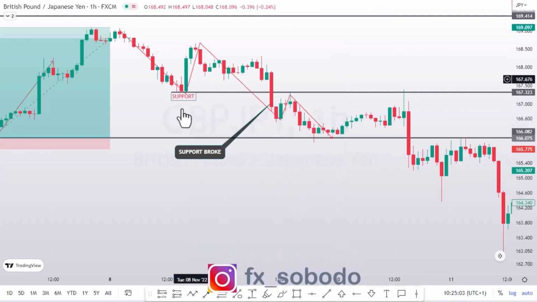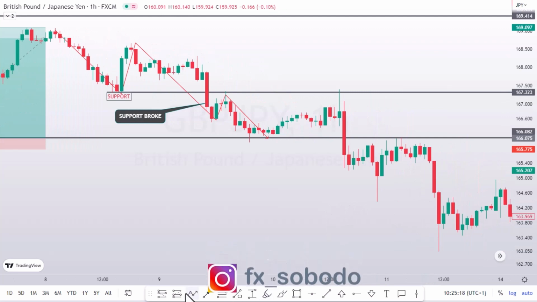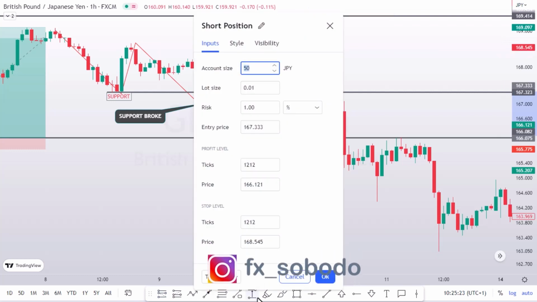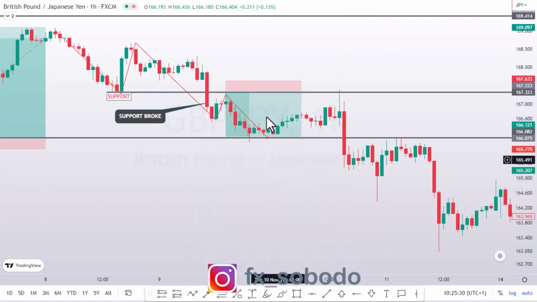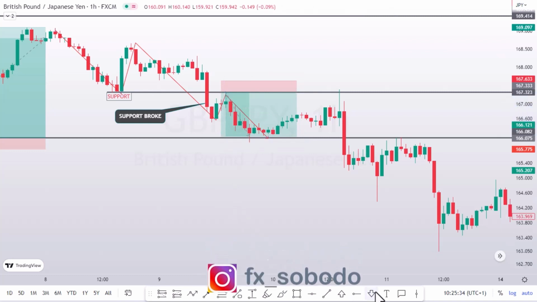What happened? Our support got broke. Immediately it got broke, we now look for what? We'll now see how price will come and test. You see, it came, it tested, retested, and finally dropped. Here, remember, risk nothing more than 30 pips. You see, upon price coming to retest our zone, this is a selling opportunity, boom.